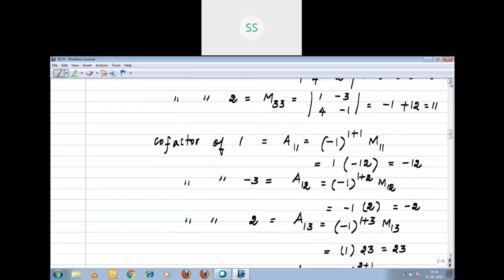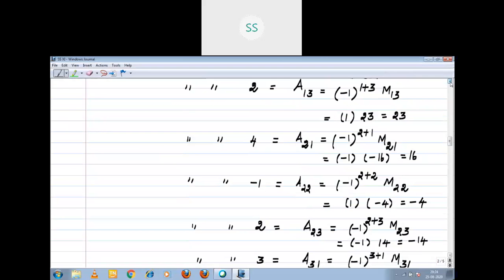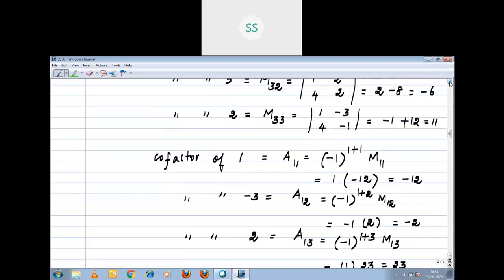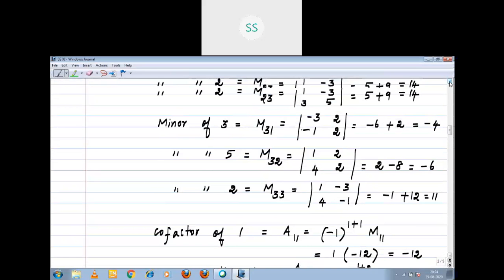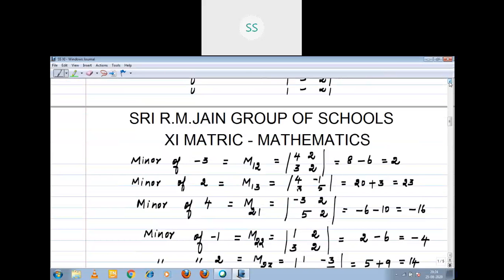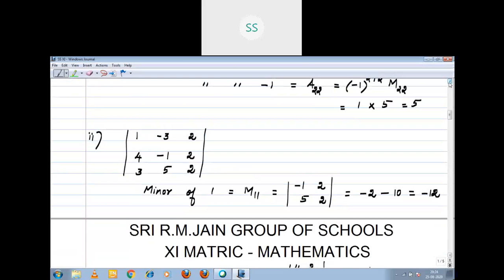Right. Cofactor, minor 11. What we did is correct. Minor means, as I said, whichever element you are selecting, that particular row and column should be deleted. Cofactor is nothing but a signed minor. Got it, children? One alone I will explain. I am selecting the minor of 1, that is the first row, first column element.